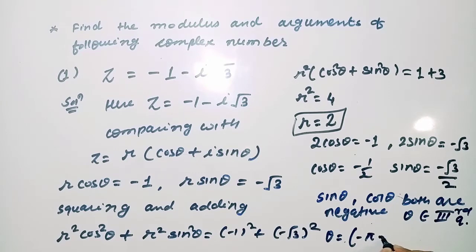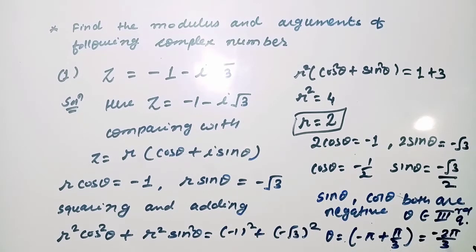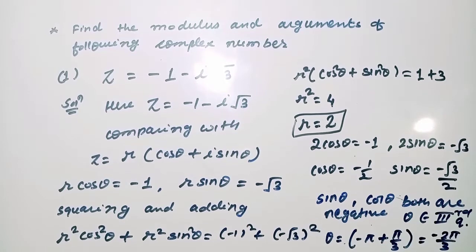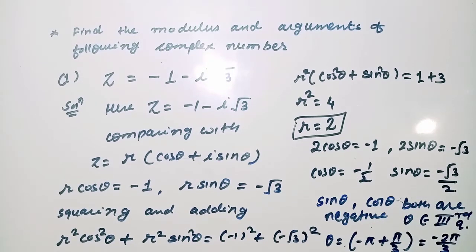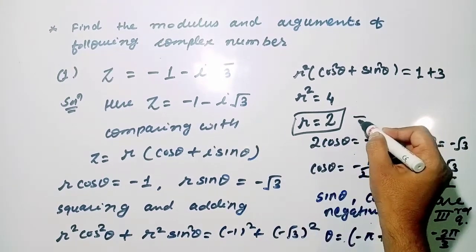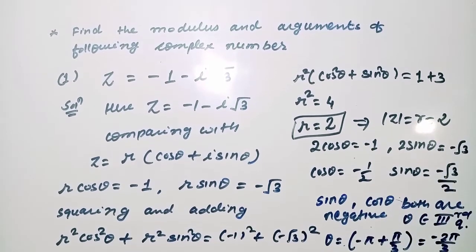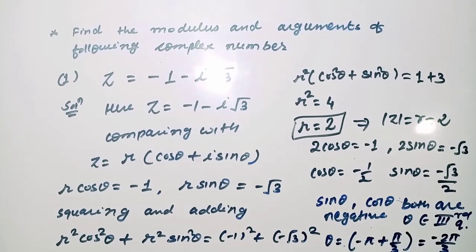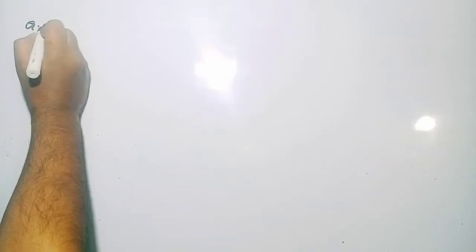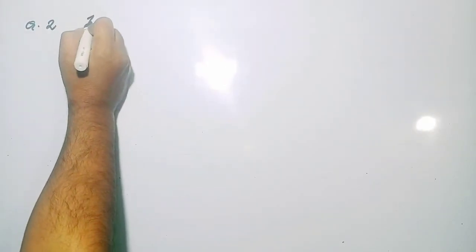In the third quadrant, the argument will be theta is equal to minus pi plus pi by 3. So what we are getting? Minus 2 pi by 3. It means cos of minus 2 pi by 3 will be minus 1 by 2, and sin of minus 2 pi by 3 will be minus root 3 by 2, right student? Is it clear how to find out arguments of a complex number? Now for similar questions, we are moving to the next.